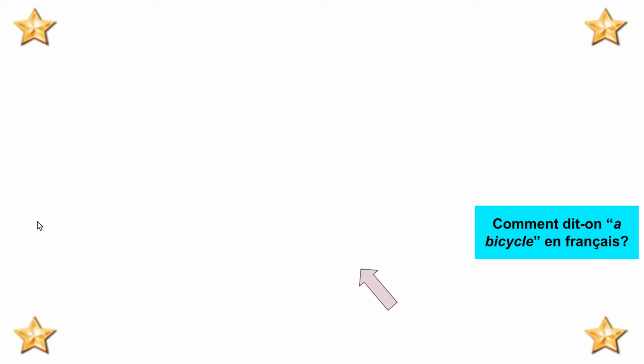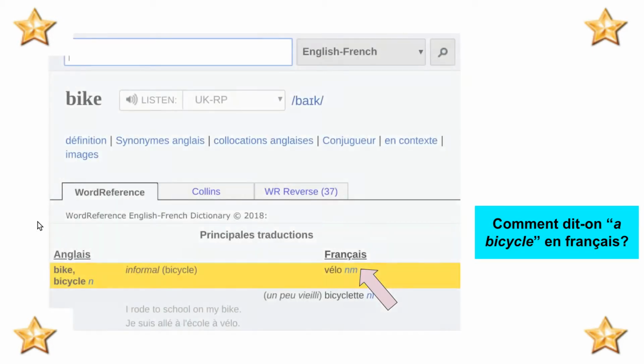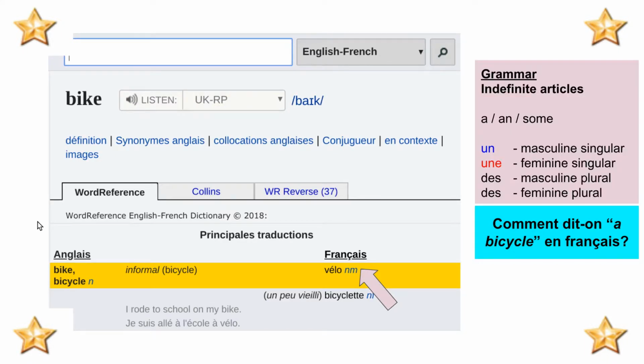Comment dit-on a bicycle en français? We look up bike or bicycle and wordreference.com gives us vélo and it tells us it's a noun and that it's masculine. This is indicated by the NM. Then we put the indefinite article for masculine singular nouns before the word that we've looked up. Comment dit-on a bicycle en français? Un vélo. Now you can see as well that there is the word bicyclette, which is a feminine noun. For that, obviously, you would say une bicyclette.